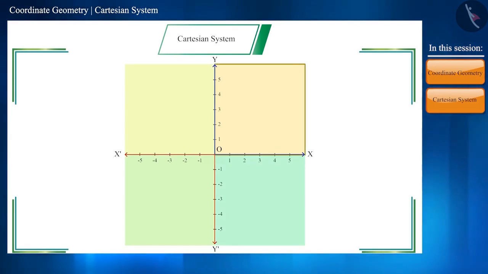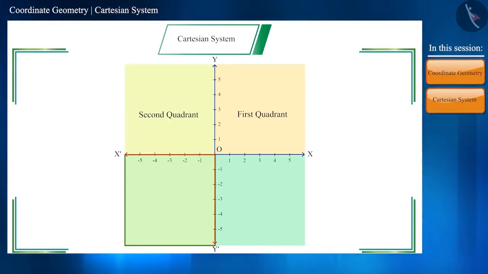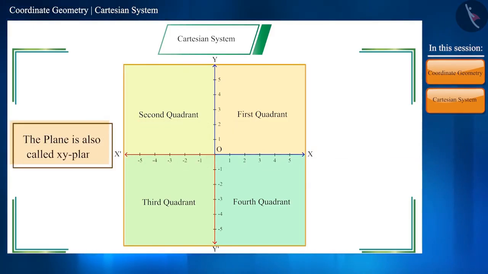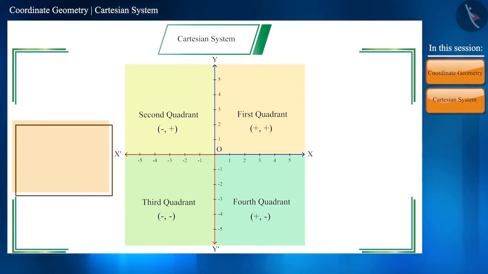The first part is called first quadrant. Second part is second quadrant. Third part is third quadrant. And fourth part is called fourth quadrant. And the plane is also called the XY plane. The point in these planes are represented in this manner, which is called the coordinate point.